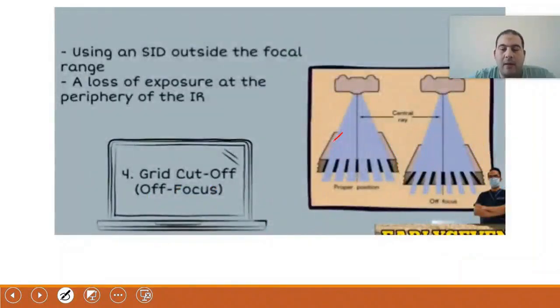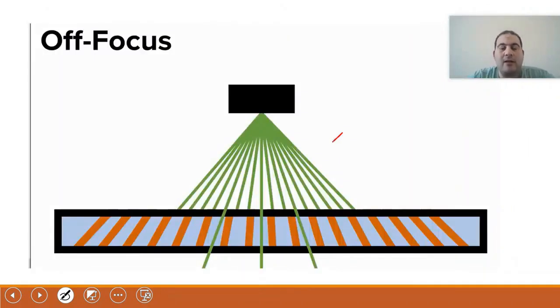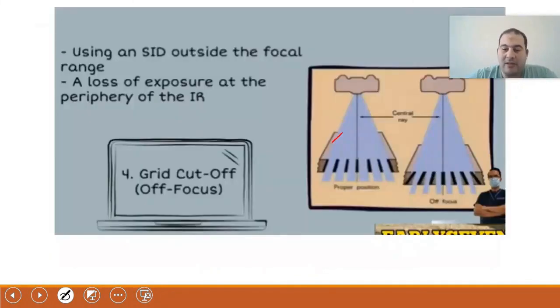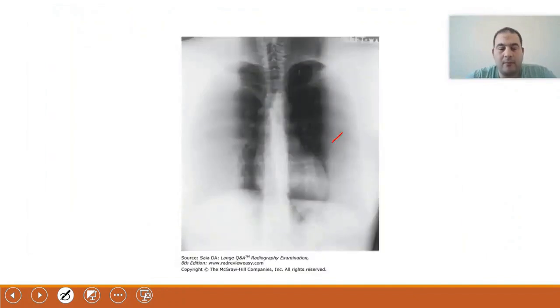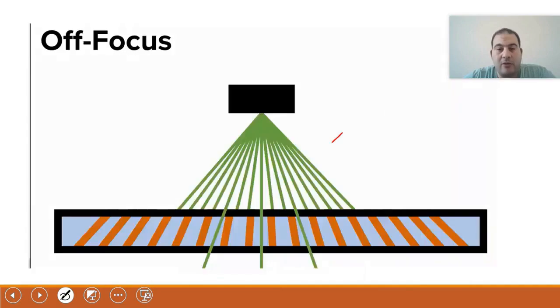off-focus? Off-focus means that you need to work at a certain distance. The grid must be at a specific distance. Why? Because the focus of the grid itself must align with your focus. So if you change this distance or adjust it in this way, the grid will start to show artifacts. These are the problems with the grid.